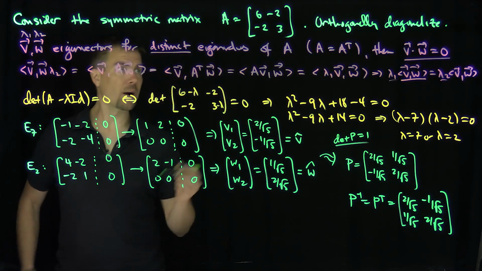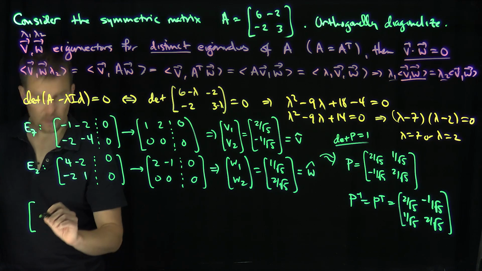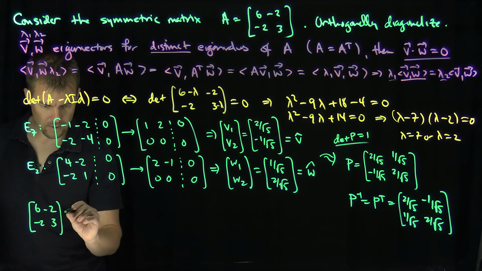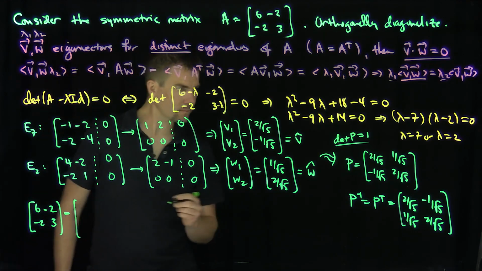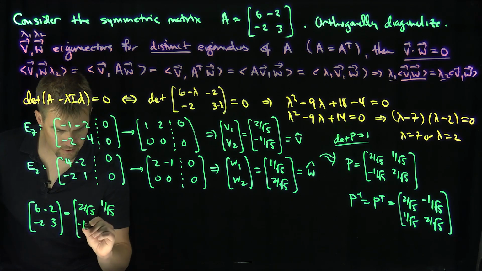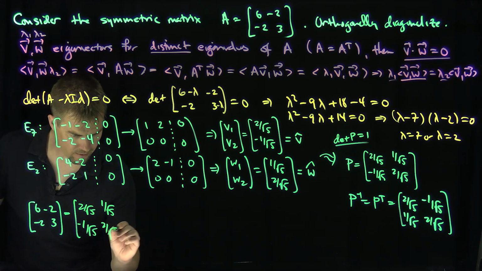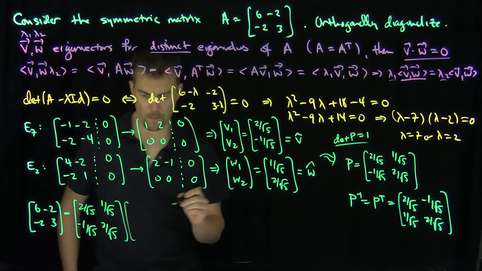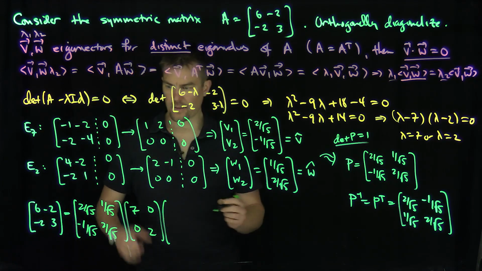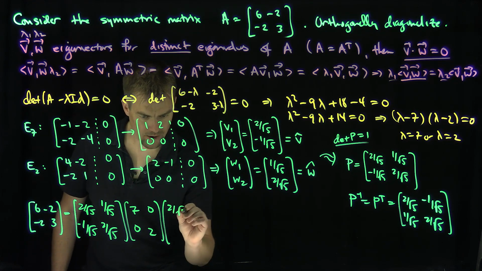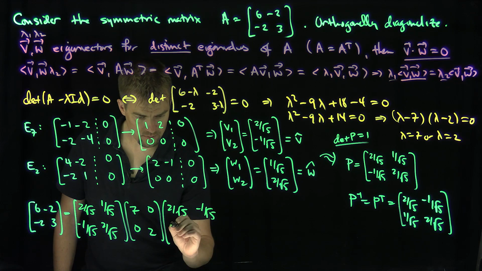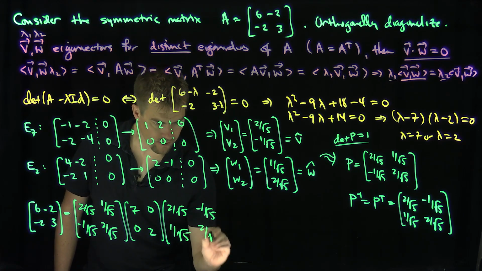So now we're done, because now what we say is the following. We say that A, my matrix A, which is 6, negative 2, negative 2, 3, is equal to this matrix P over here, which is 2 over root 5, 1 over root 5, negative 1 over root 5, 2 over root 5, and then 7, 2. It's my diagonal. And then over here I'm going to have a 2 over root 5, then a negative 1 over root 5, then a 1 over root 5, then a 2 over root 5.